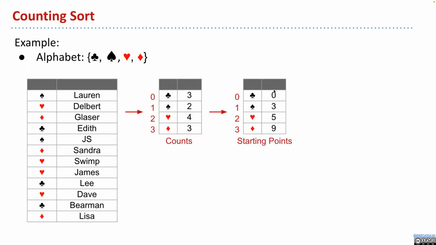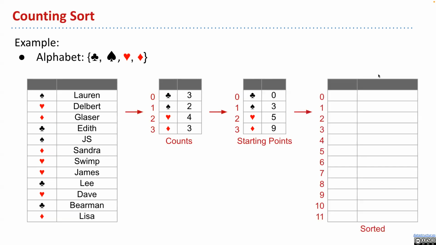Why is this one 0? That's the first thing. That's the smallest suit. So we're going to start at 0. And so we'll think of these as the starting points. So the first club is in 0. The first spade is in 3, hearts in 5, diamonds in 9. Okay. So that's a really nice thing to know. And from there, it's actually a pretty natural algorithm, which is I'm going to have a sorted array. And I'm going to use these starting points to do my job.